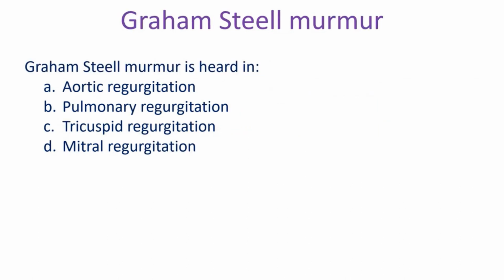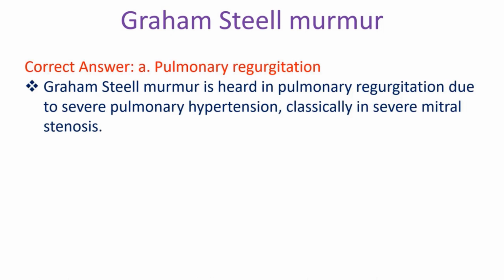Graham Steell murmur is heard in A. Aortic regurgitation, B. Pulmonary regurgitation, C. Tricuspid regurgitation, D. Mitral regurgitation. Correct answer A. Pulmonary regurgitation. Graham Steell murmur is heard in pulmonary regurgitation due to severe pulmonary hypertension, classically in severe mitral stenosis.